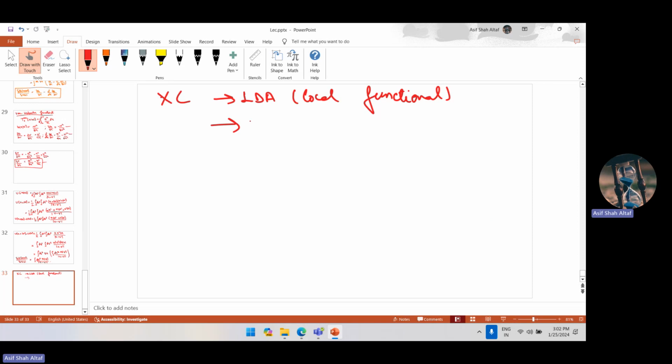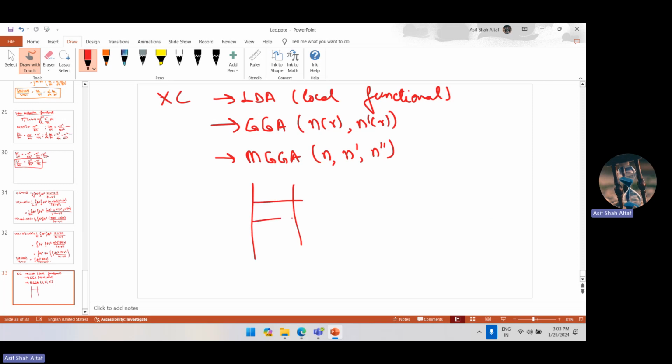And then there is another functional, which is much better than the LDA, which is called the GGA, generalized gradient approximation. So it depends on the electron density as well as its first gradient. Then if you go up the ladder, we have what's called the meta generalized gradient approximation, MGGA, which depends on n dash and n double dash. So there is this thing called the Jacob's ladder in DFT, where as you go up, the accuracy basically increases. So generally, MGGA has a better accuracy than GGA and LDA.